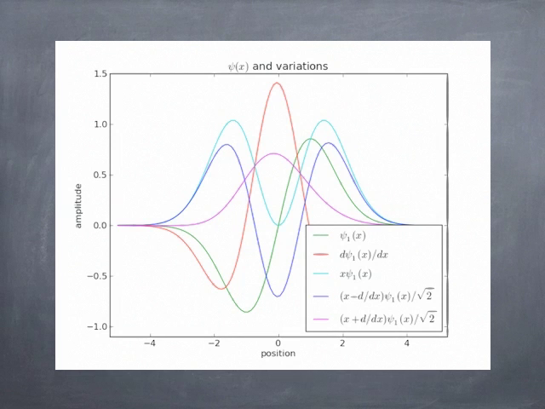Notice that when I calculate the derivative, I get a 3-humped thing. If I multiply by x, I also get a 3-humped thing, but it doesn't quite match. It doesn't quite cancel out. So when I add them, I get the purple function. That's the n equals 0 state. But if I subtract them, I get the blue. But the blue is the n equals 2 state. So you can kind of see how the machinery works.